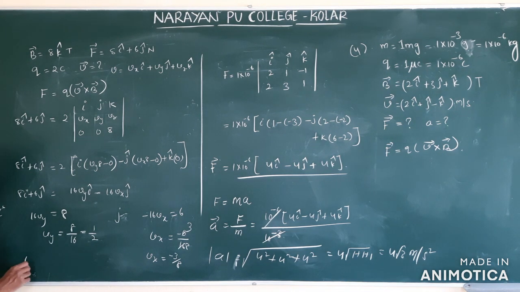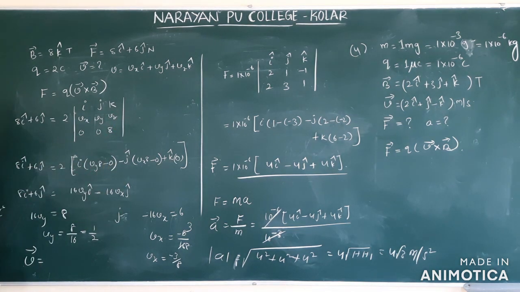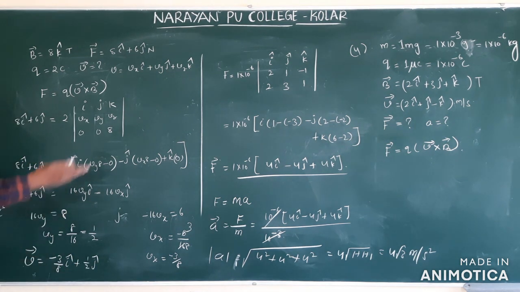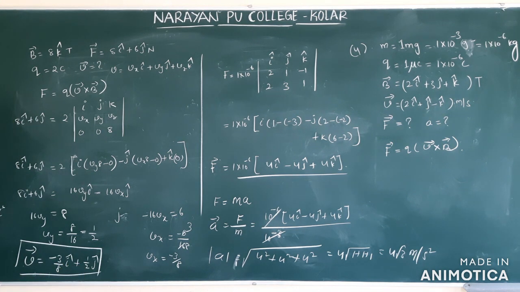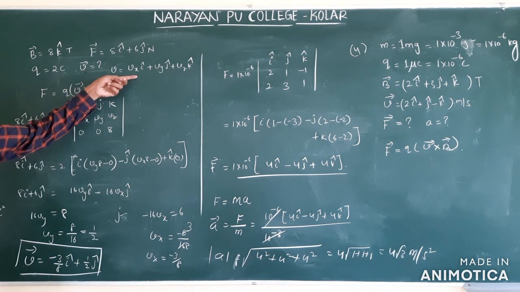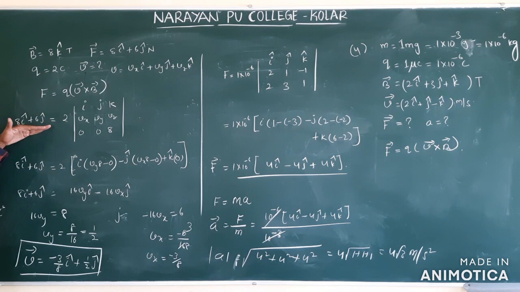So finally, V is equal, writing in this form, the velocity vector. What we got: Vx is minus 3 by 8 i cap, and Vy is plus 1 by 2 j cap. We do not have a k component, so this is the velocity vector. Clear? I have just compared. We have taken the vector form like this, and I have done the cross product and compared.